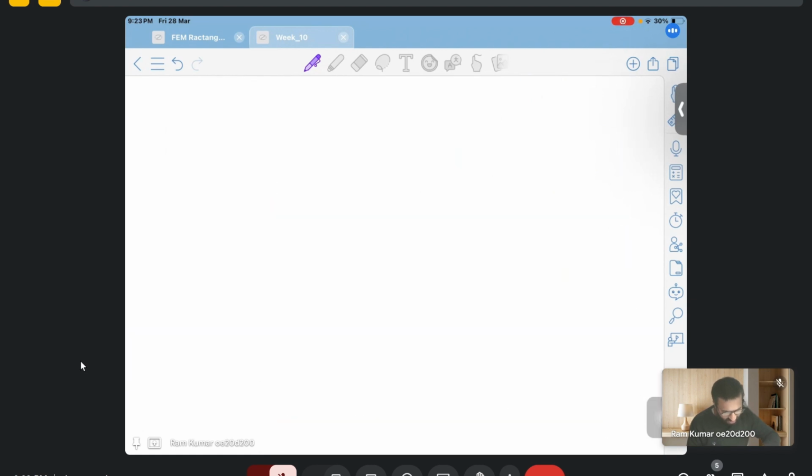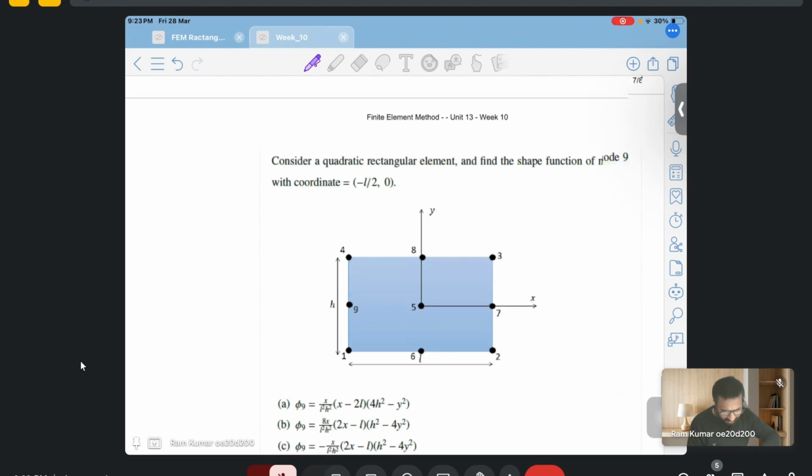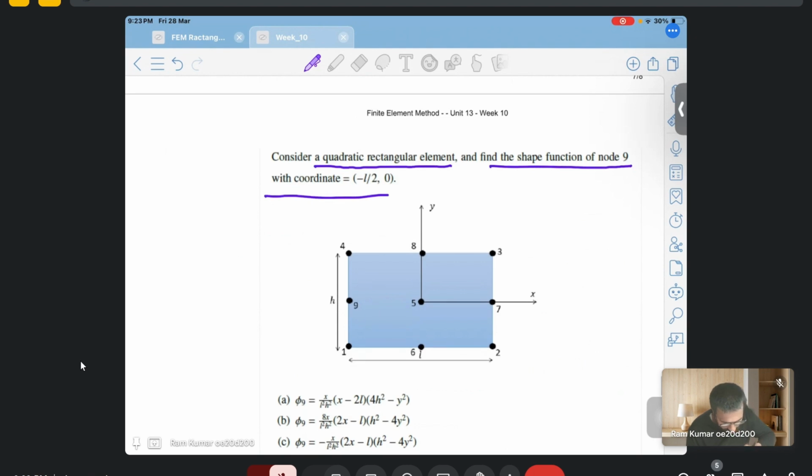I think this is our last question. So what is the last question saying? Consider a quadratic rectangle element and find the shape function of node 9 with coordinate minus L by 2. For this node we have to find the shape function.